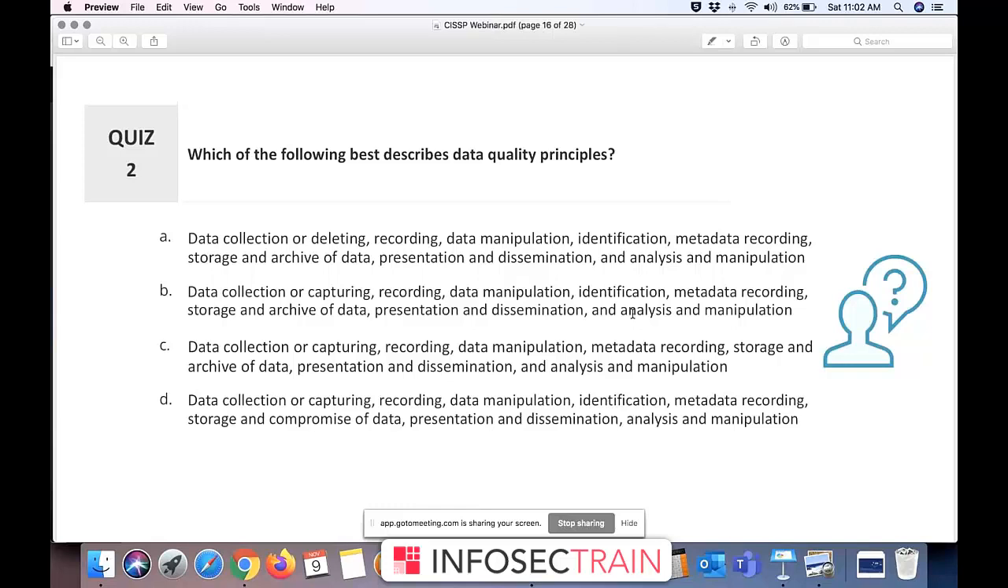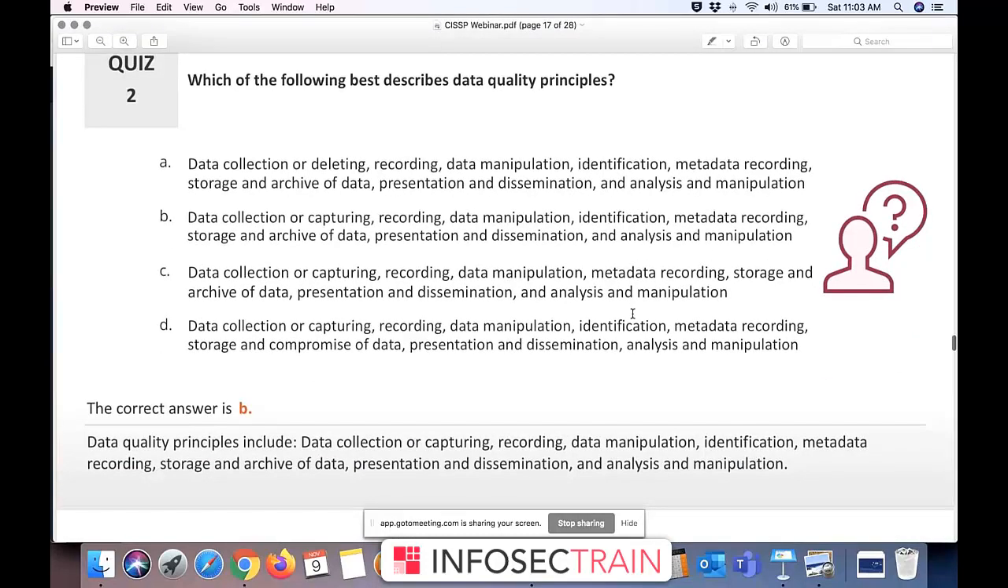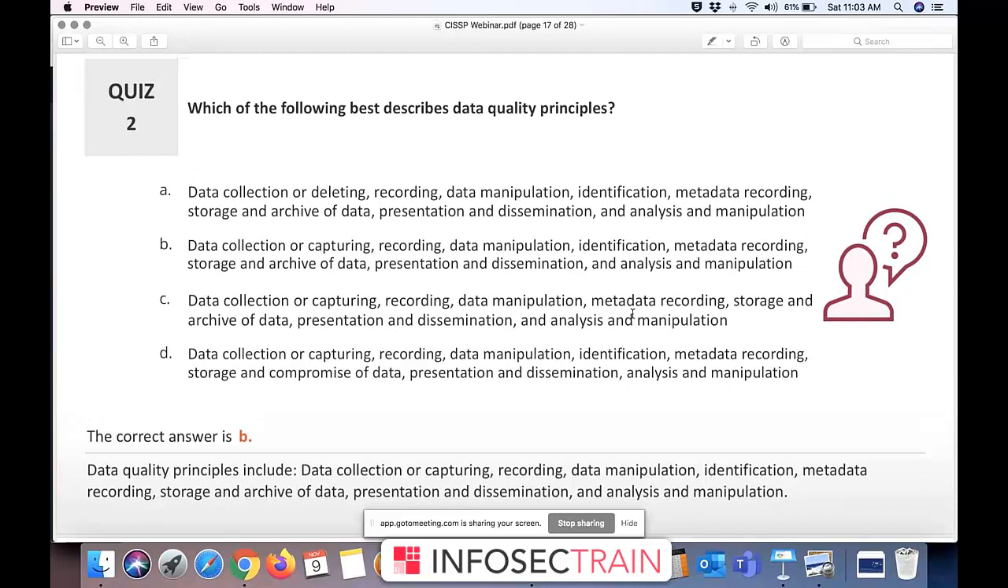In option B, there is an additional identification which is not there in option C. Now you have to think: is identification a good quality principle, to identify your data? If you're not too sure, think again. But you can see that all the other options, A, B, and D, have identification. So it seems like identification is an important thing to have. So option B in that case is the correct answer. I don't know how many selected that. If you did, that's the correct one.